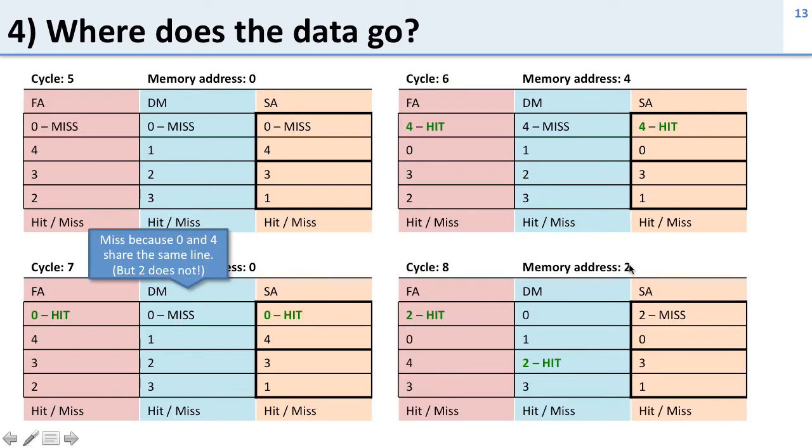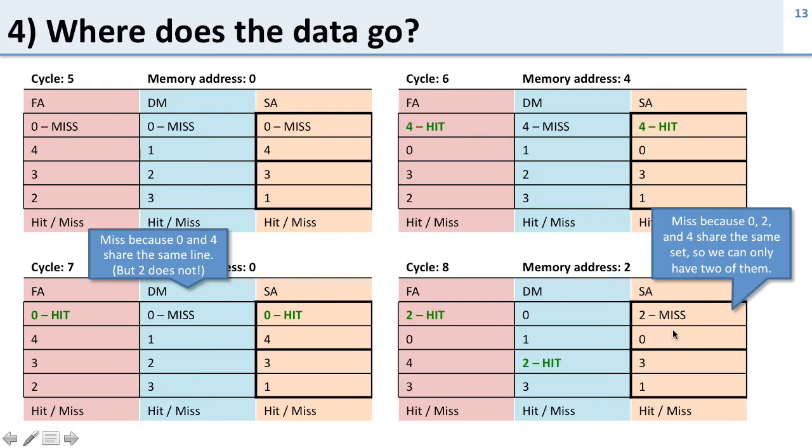So finally, we go and access memory address 2. We hit in the fully associative. We hit in the direct map because it was down here. It didn't get kicked out. But we're going to miss in the set associative. And we miss in the set associative because 0, 2, and 4 all map to this set, and we kicked out 2 when we were loading 0 and 4 into them.